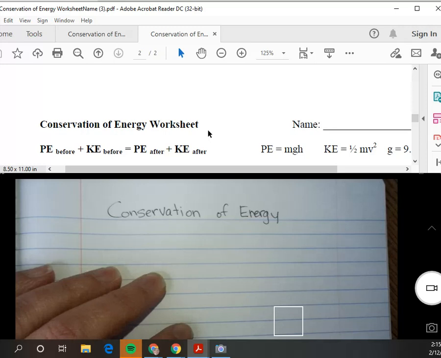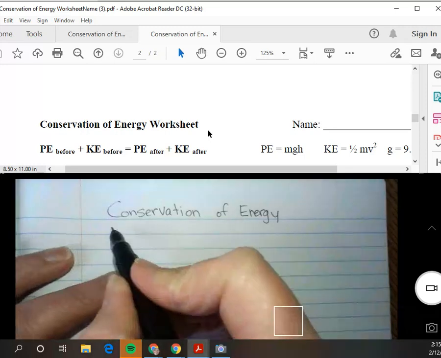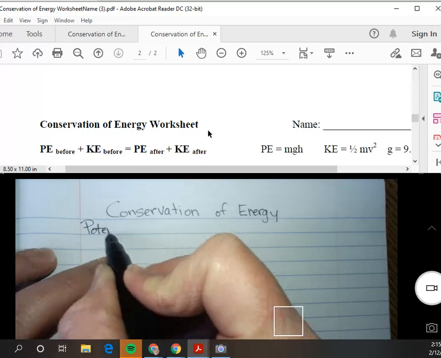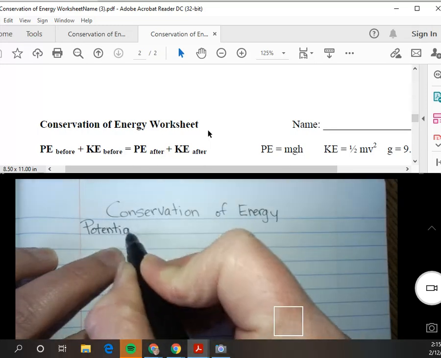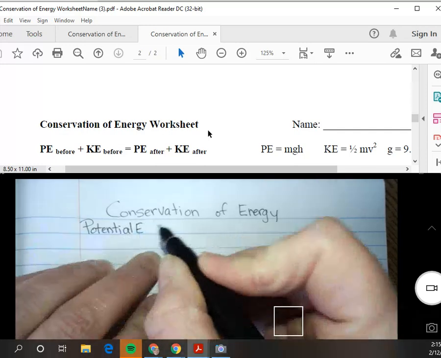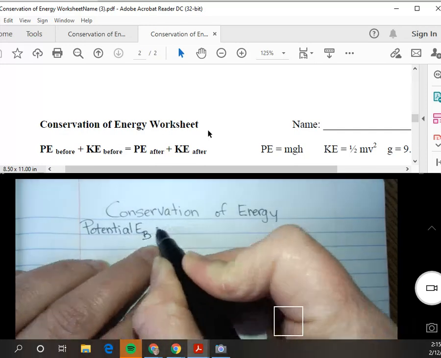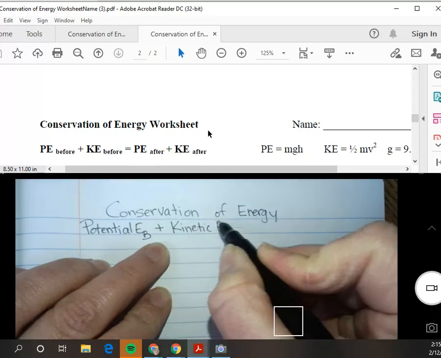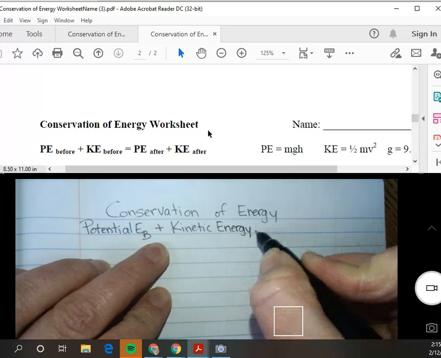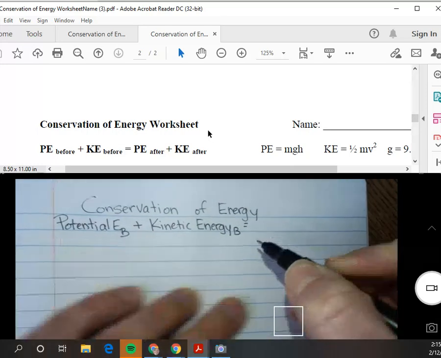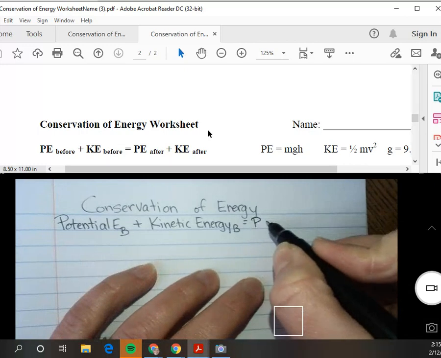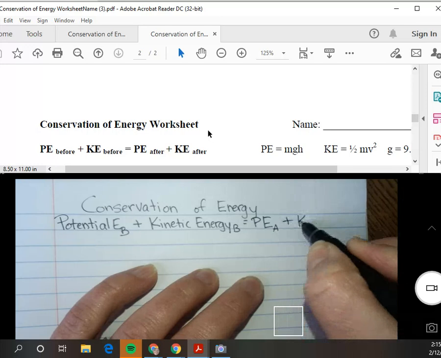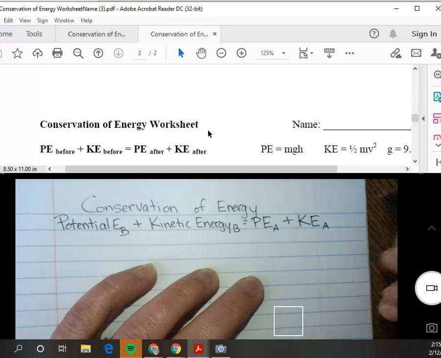So let's go ahead and write the new formula down into our notebook so that we have it, so that we can use it on tests and quizzes and everything. So potential energy before plus kinetic energy before equals, and I won't write them all out for space, potential energy after plus kinetic energy after.